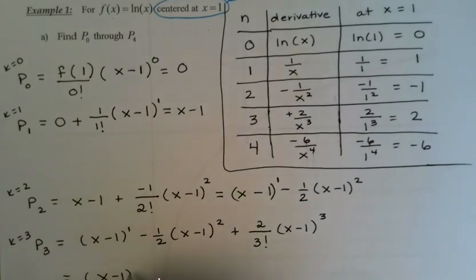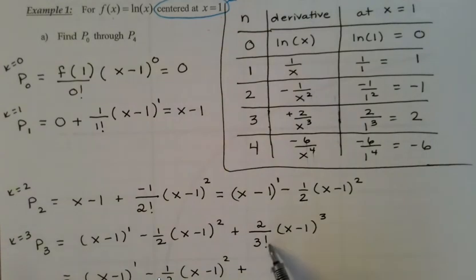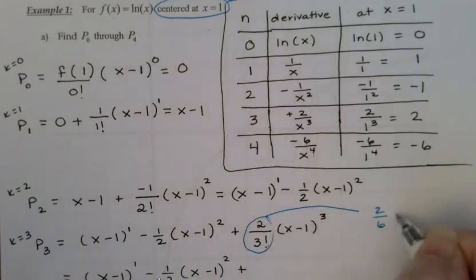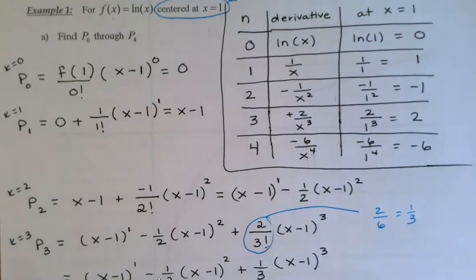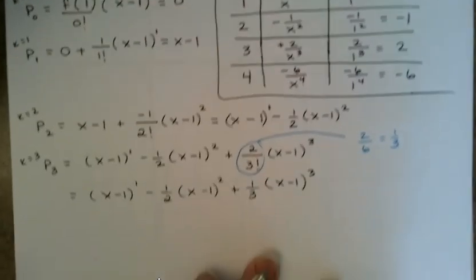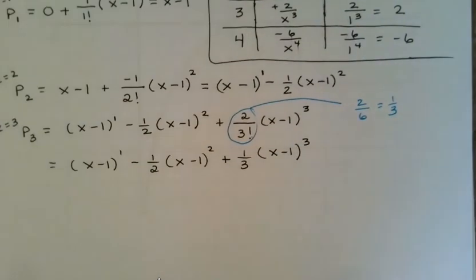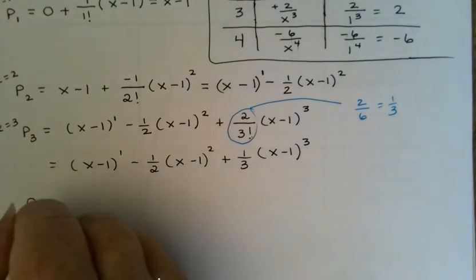So I've got x minus 1 to the first, minus 1/2, x minus 1 squared. That would be 2/6, which I can simplify to 1/3, right? So plus 1/3, x minus 1 cubed. And there's my P3. All right, we got to do one more.